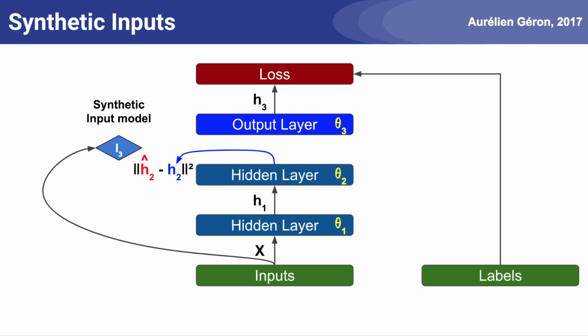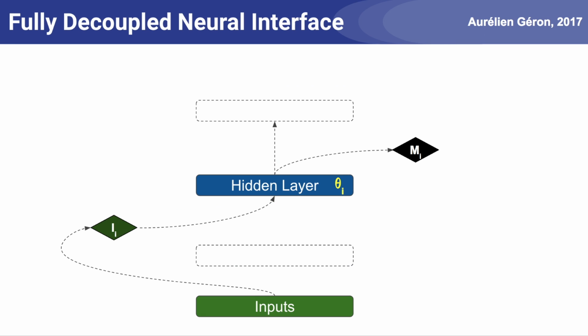In fact, we can even use the same trick as earlier to go even faster. Instead of letting the signal propagate through the whole network to compute H2, we can just use the synthetic input model from the previous layer and feed it to the hidden layer 2, and this will give us something hopefully close enough to H2 to train I3, the synthetic input model of layer 3.